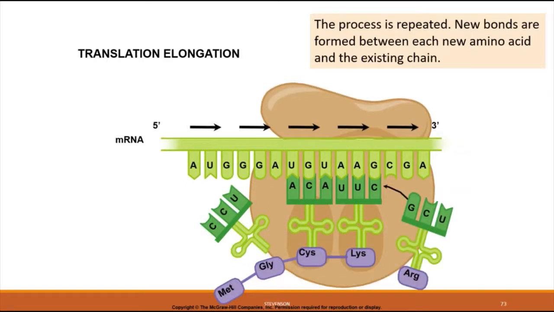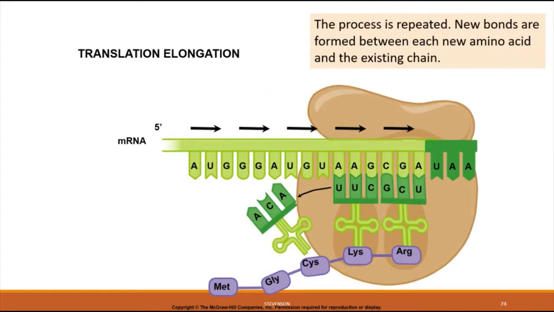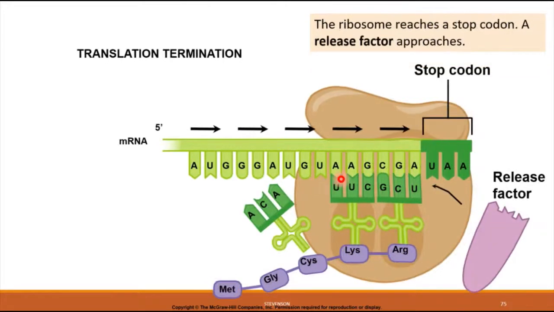The ribosome will repeat this process, moving through the messenger RNA molecule until it encounters one of those three words, which we saw were stop codons. At this point, the elongation stage is over and we're moving into the third and final stage of translation, which is called termination.